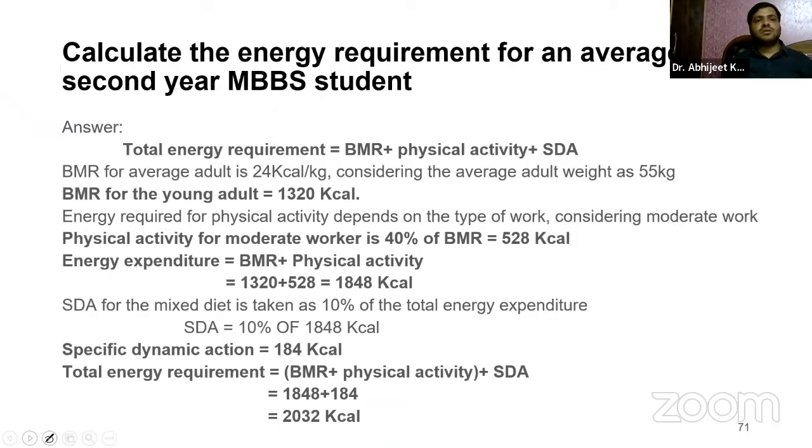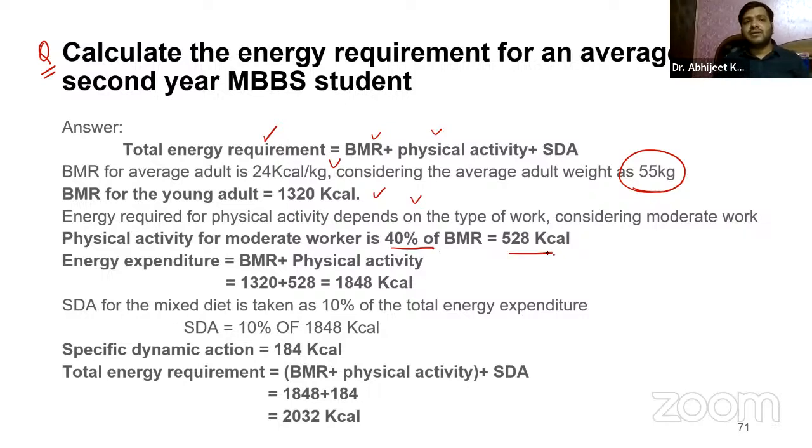Now, coming on to the next question, guys: calculate the energy requirement of an average second year MBBS student. You can just follow the flow chart over here. The total energy requirement is basal metabolic rate plus physical activity plus SDA, right? BMR for an average adult is 24 kilocalories per kg. So considering the average adult weight as 55 kg, BMR will be 1320 kilocalories. Energy depends on the type of work. Physical activity for a moderate worker is 40% of BMR, that is 528 kilocalories, right? So energy expenditure will be 1320 plus 528, that is 1848 kilocalories.